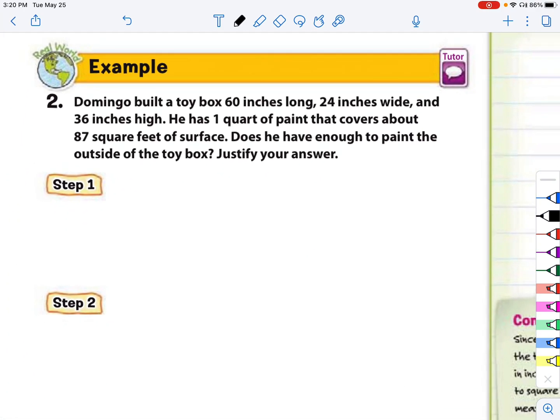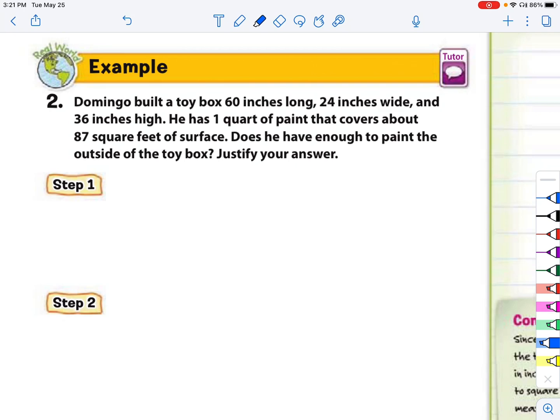Let's take a look at example number 2. Domingo built a toy box 60 inches long, 24 inches wide, and 36 inches high. Has 1/4 of paint that covers about 87 square feet of surface. Does he have enough paint to paint the outside of the toy box? Justify your answer. Okay, let's see what we know first.